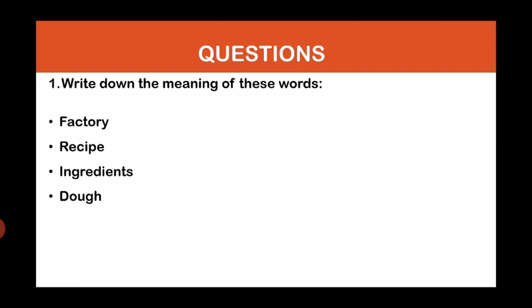Next word is recipe. What's a recipe? I gave you an example of recipe for Nimbu Pani. So recipe is all the steps or instructions that are required to make a dish. Next word is ingredients. What are ingredients? All the things needed to make a particular food.